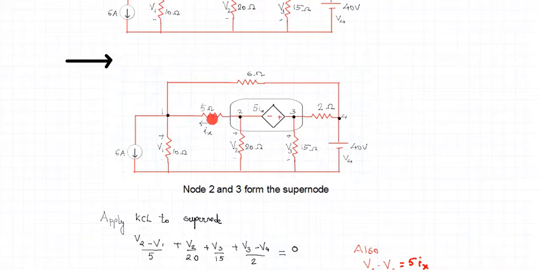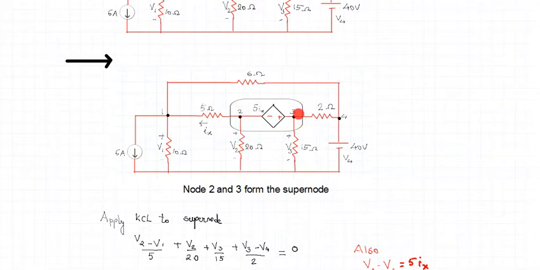Let us talk about this branch. As usual, we assume that the currents are outgoing currents. So (V2 minus V1) by 5 is the current in this particular branch. When I talk about this branch, it is V2 by 20.